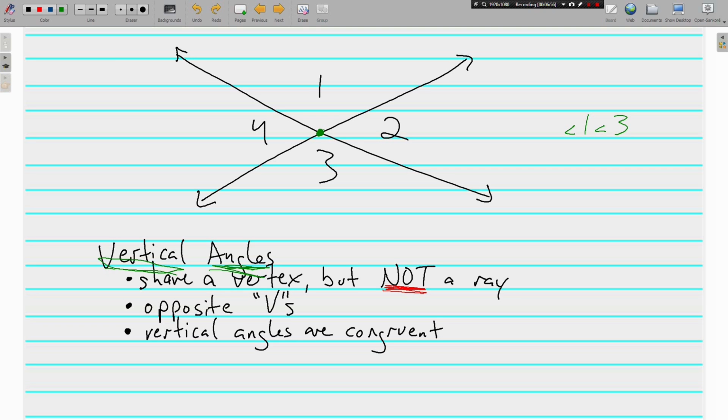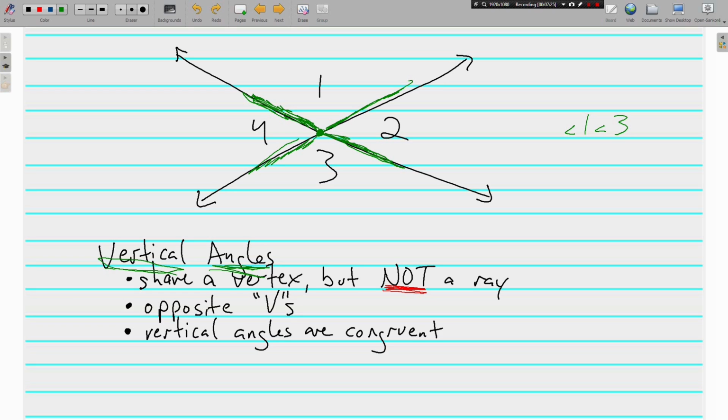Angle 1 and angle 3 share this vertex. And as I outline angle 1 in green, and now I'm going to outline angle 3 in green. Both angles have their own rays. They do not share any rays. They make opposite V's, like the letter V, the shape of a V. They're opposite of each other.